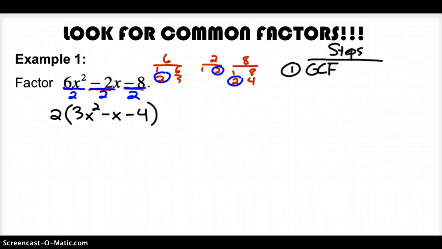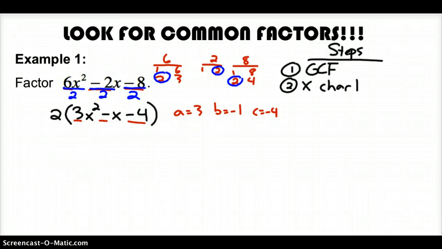This 2 on the outside that's being multiplied by the entire thing, I can just kind of forget about it for now. But now I can identify my a, b, and c. My a equals 3. It's right here. My b equals -1, and my c is -4. Now at this time I can go ahead and make my X chart again.